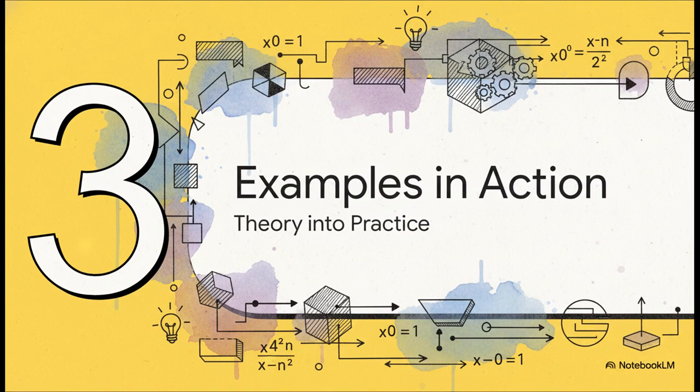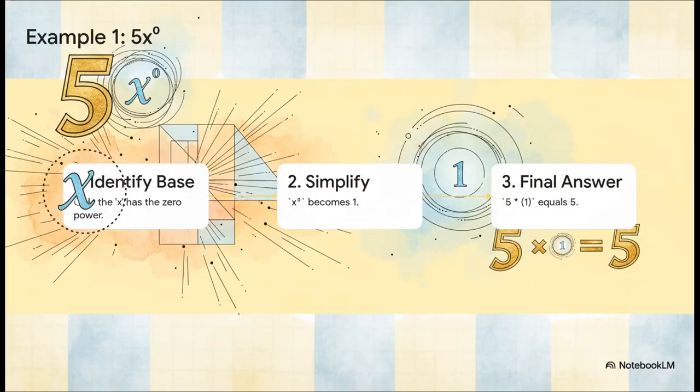So that's all the theory. But let's be real, seeing it in action is where it all clicks into place. So let's run through a few examples. Let's start with a nice, simple one. 5 times x to the power of 0. Now, the first thing you have to ask is, what is that 0 power actually attached to? It's only on the x, right, not the 5. And we know from our first rule that anything to the power of 0 is 1. So that x to the 0 just becomes a 1. And we're left with 5 times 1, which is, of course, just 5.